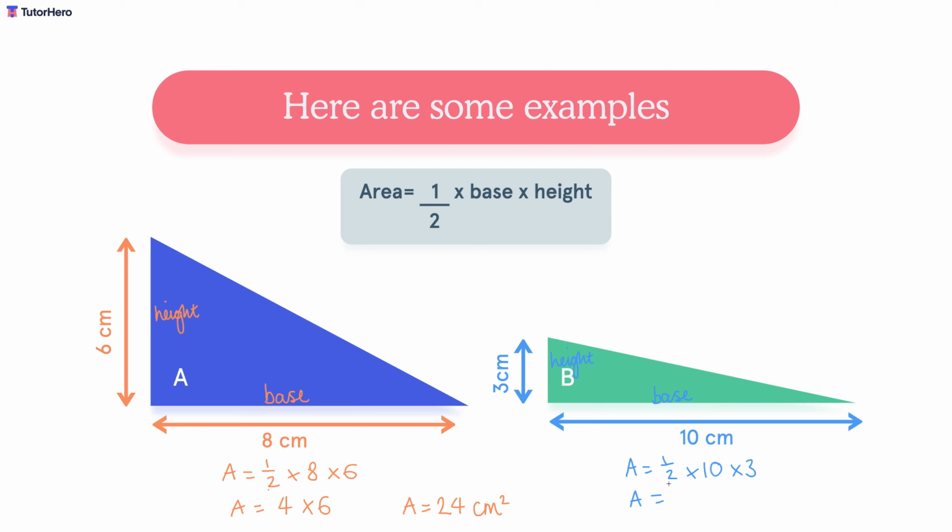So half the base equals 5, times 3. So the area equals 5 times 3, which is 15 centimetres squared. The area of this triangle is 15 centimetres squared. Again, it's really important to use the correct unit of measurement, which in this case is centimetres squared.